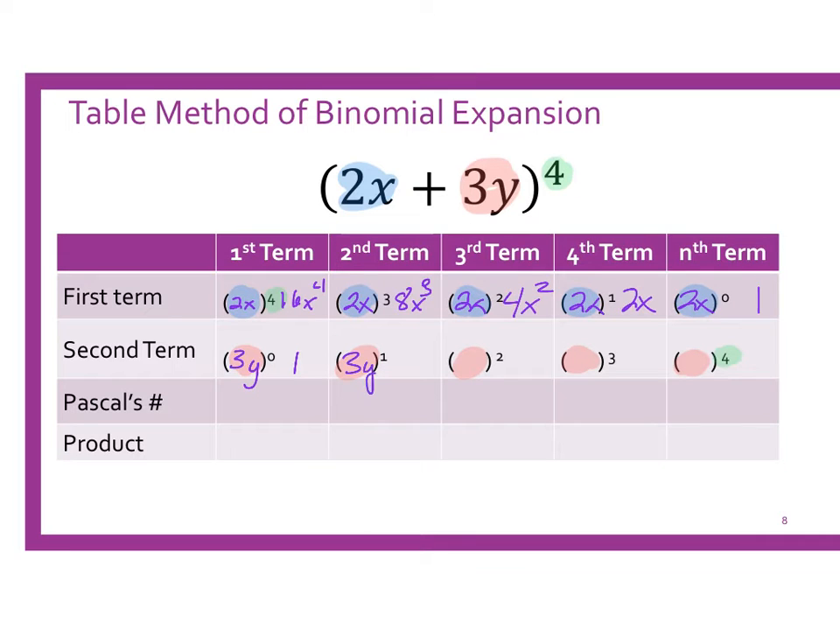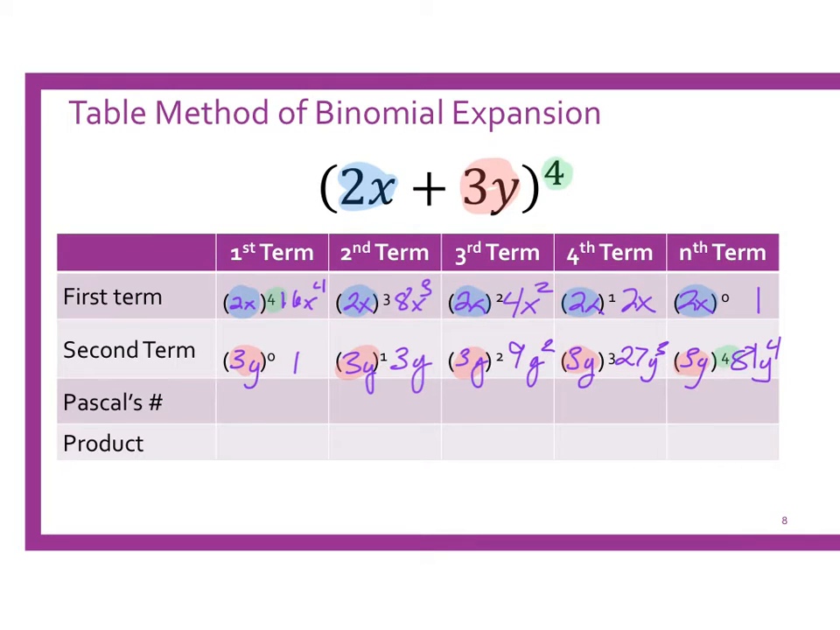Now 3y to the 1. 3y squared. 3 squared is 9, y squared. 3y to the 3 is 27y cubed. 3y to the 4th is 81y to the 4th.